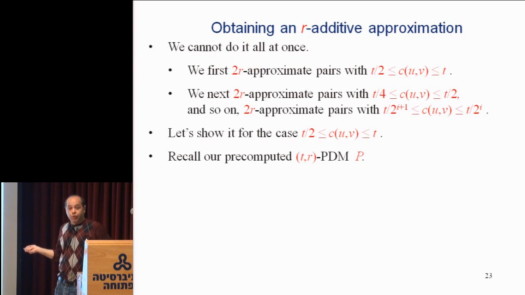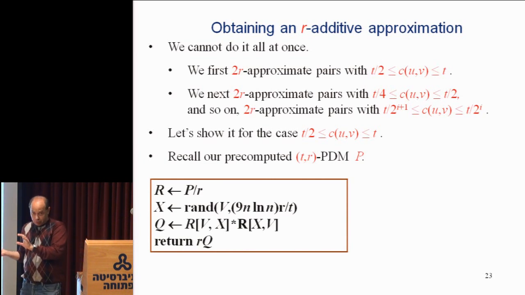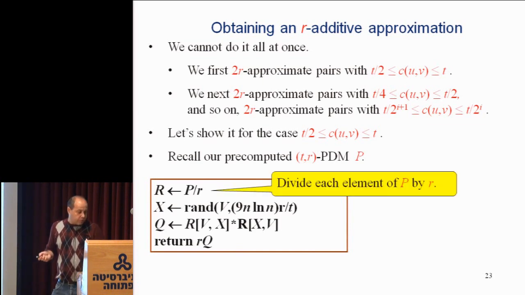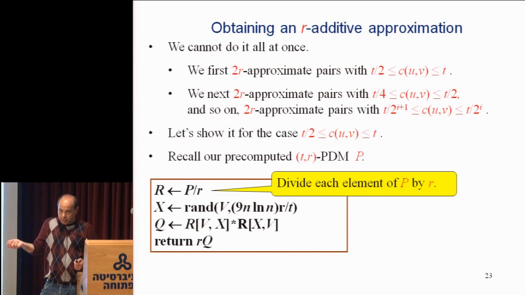So we computed our partial distance matrix, tr. Again, it is costly to do a product of P with itself, and even costly to do a rectangular product of P with itself. So what's a naive way to reduce the cost? Divide each entry in your matrix by a value of R. So if your entry was 100 and R was 20, the entry becomes 5. Great. So entries are reduced. It's cheaper to do the multiplication.